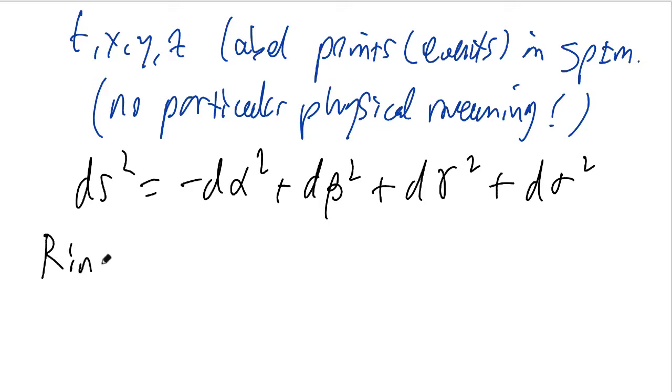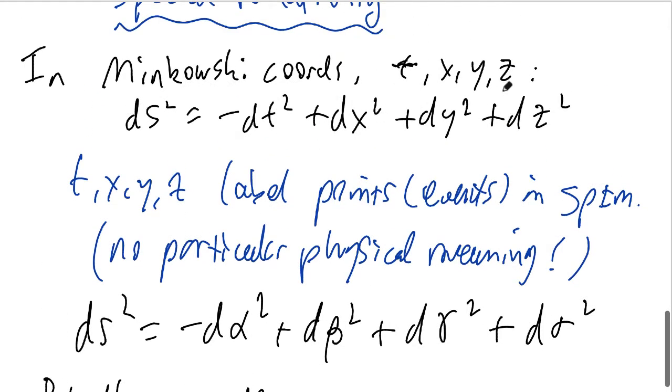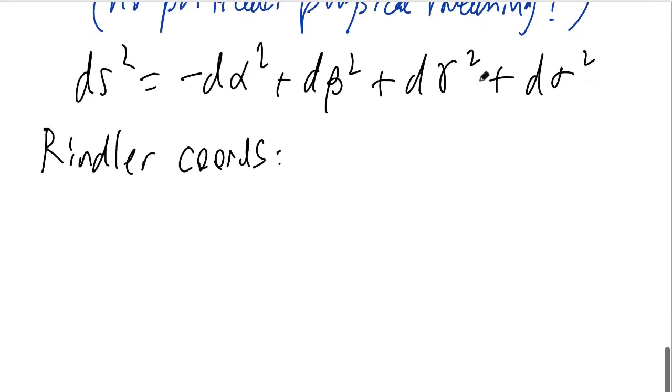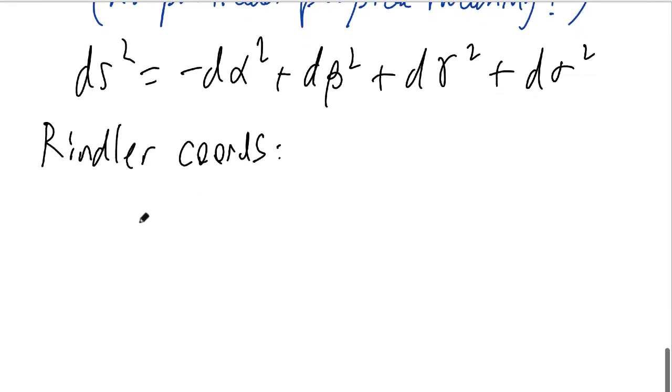which is referred to as Rindler coordinates. Rindler coordinates are related to the Minkowski coordinates, and I'll go ahead and use t, x, y, z for the Minkowski coordinates. Rindler coordinates are related to Minkowski coordinates in the following way.